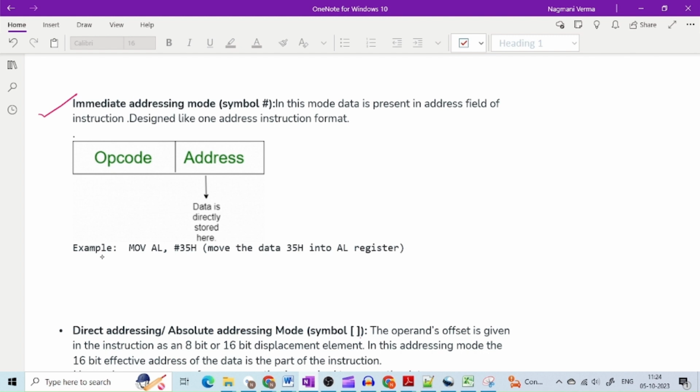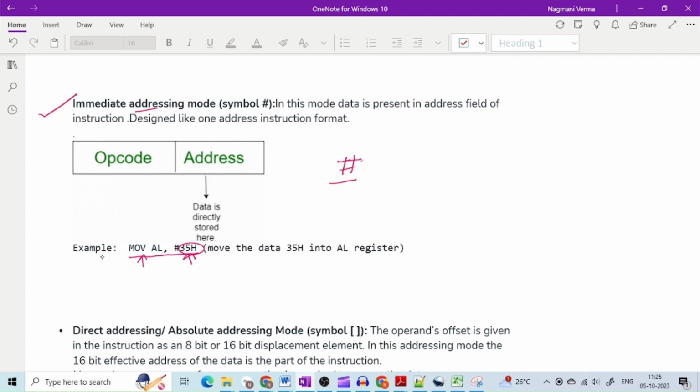So you see here the example is AL has 35H. This is the symbol we will use for the immediate addressing. Here you see the data itself is given in the instruction. This is the opcode, and here the data is given. So to get this, there is no need to go to the address, no need to go to the register, no need to go to the memory. So this is called the immediate addressing mode.